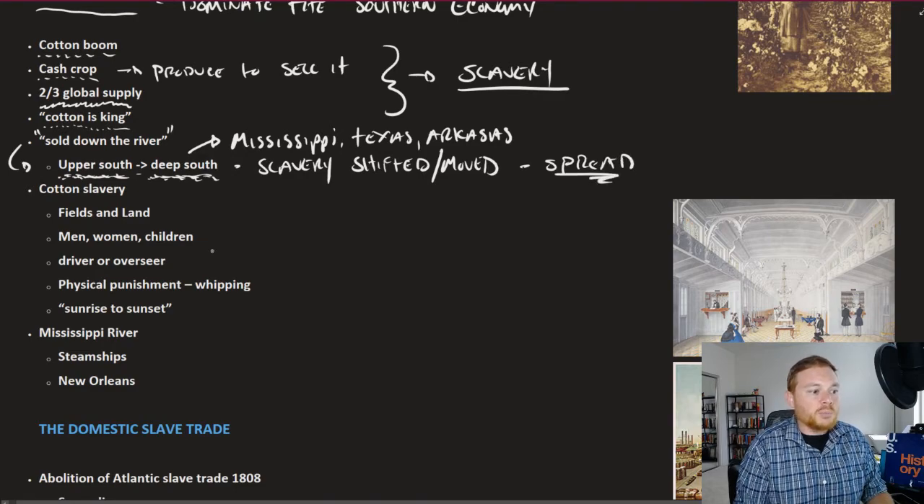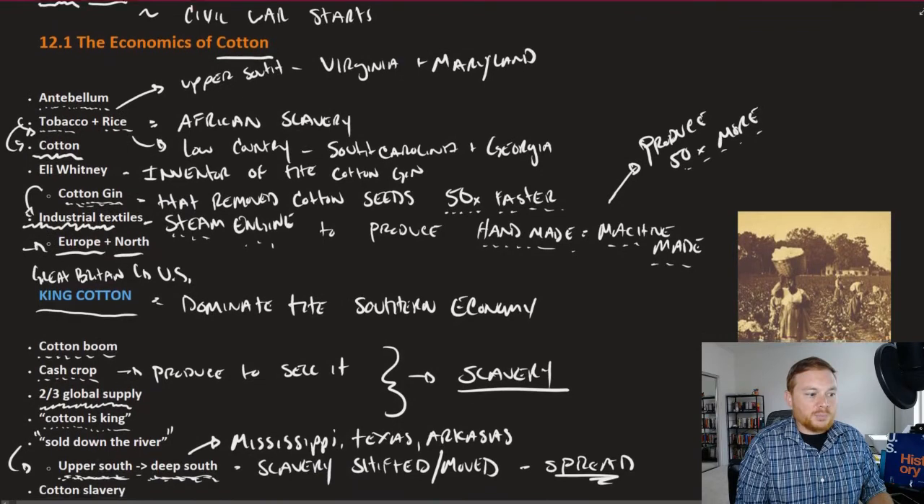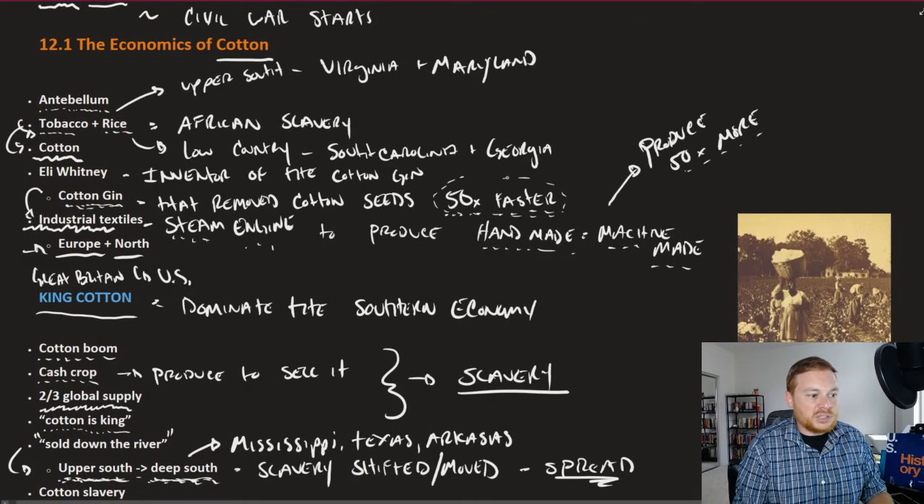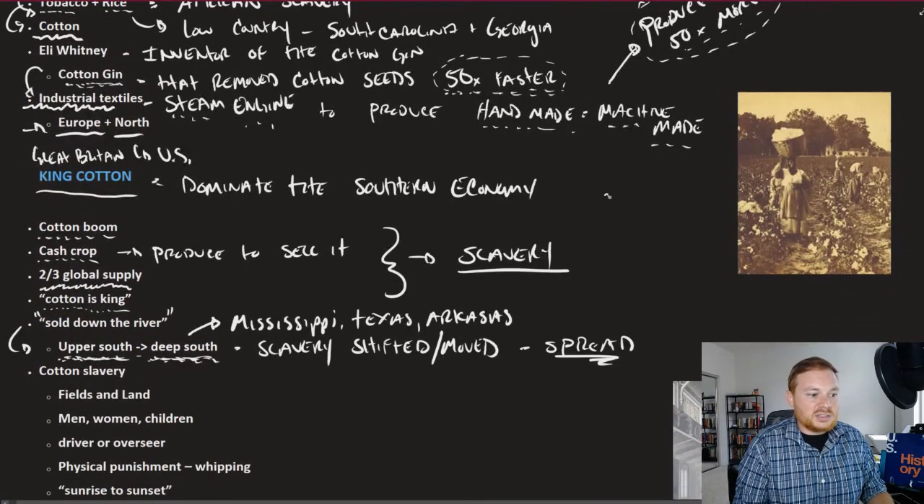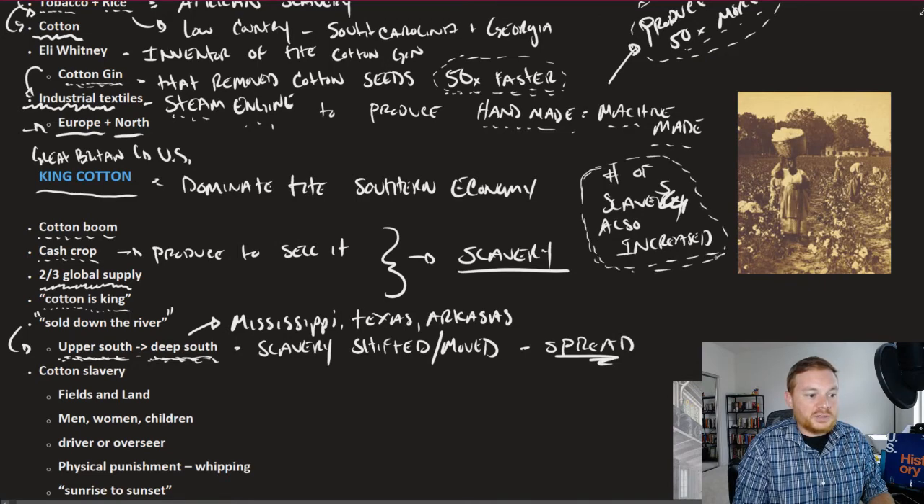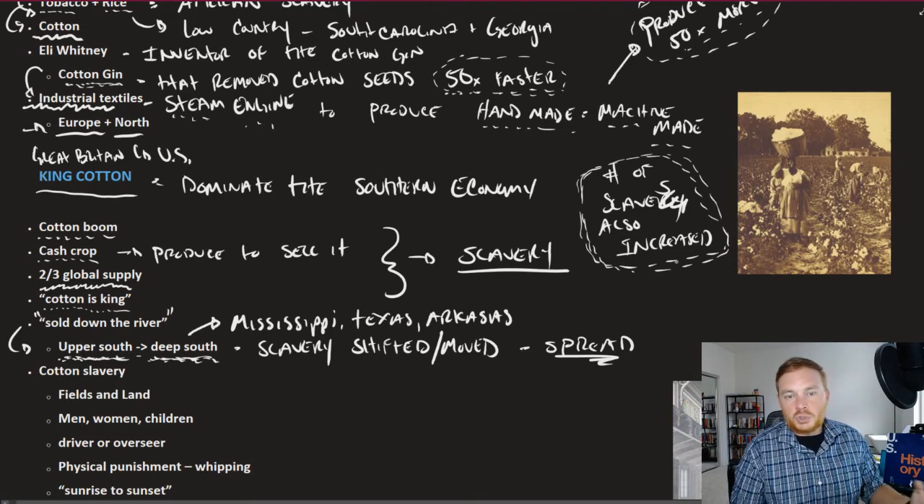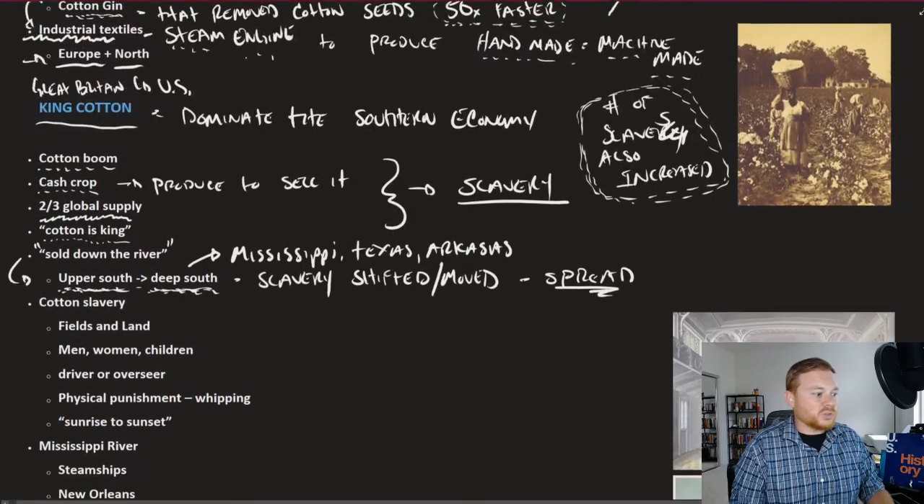It spread. But also one thing that was true as well, and we'll go back up here, the ability to remove the seeds 50 times faster, the ability to produce 50 times as much. In addition to spreading, the number of slaves also increased, right? That's a very important point as well. So not only did it shift further south geographically, but the number of slaves actually increased because more slaves were required to harvest the cotton, to plow the land, which was particularly necessary there as well, because much of the land was wilderness and it needed to be transformed into something that was much more profitable.